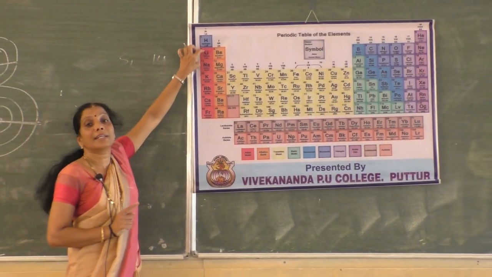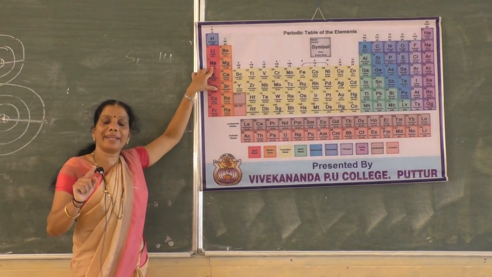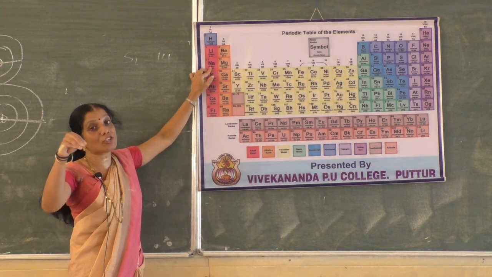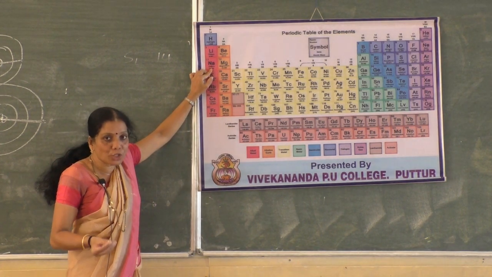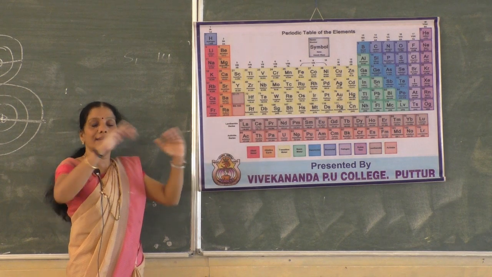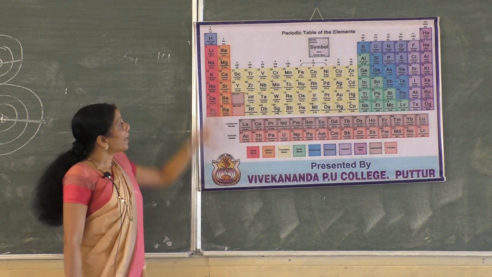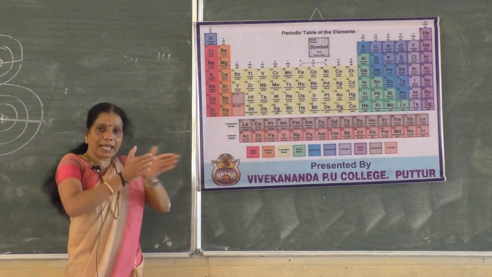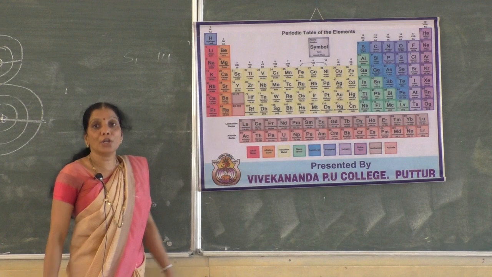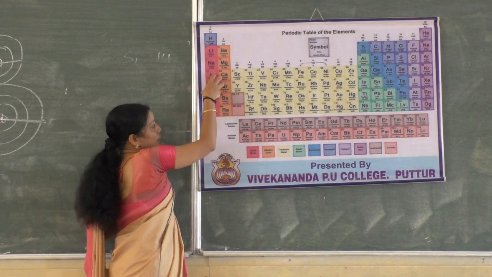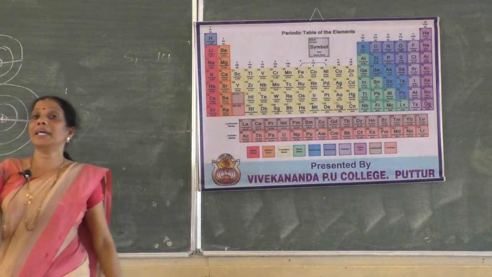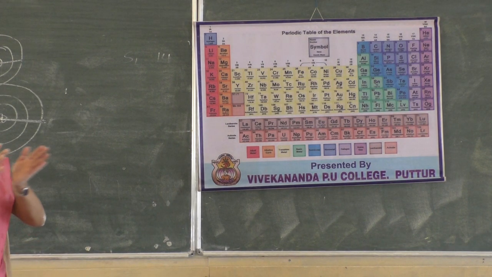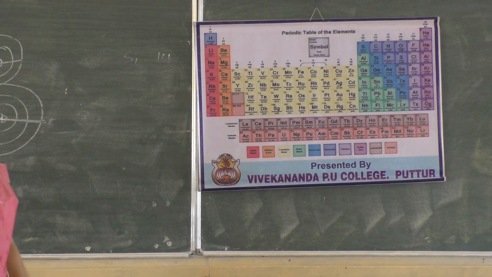What happens here? Down the group, atomic radii, what happens always? Goes on increases. Because the last electrons enter the outermost, that is the next main energy level. Hence, the nuclear force of attraction, what happens? Decreases. Electrons move away from the nucleus. Size of the atom also what happens? Goes on increases. Nuclear force of attraction decreases means atomic radii always goes on increases.